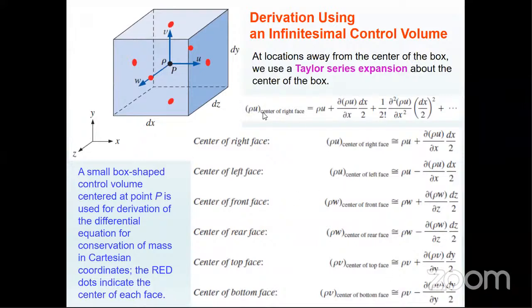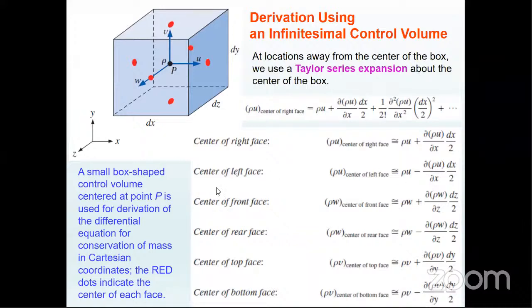This rho u at the center of the right face must be equal to rho u plus del by del x of this value times 1 by 2 dx. Higher order terms we will ignore. Towards the left side, this is the case; towards the right side, this is the case. And if you go for the left face, right face, top face, bottom face, front end, and the back end, six sets of equations will come.